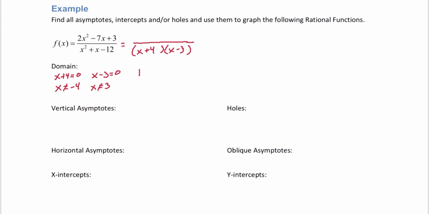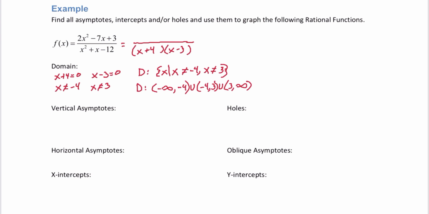And recall there are two different ways to denote the domain. One is set notation: all x such that x is not -4 and x is not 3. An alternate way to denote the domain is using interval notation. We have -infinity up to -4, union -4 to 3, union 3 to infinity.